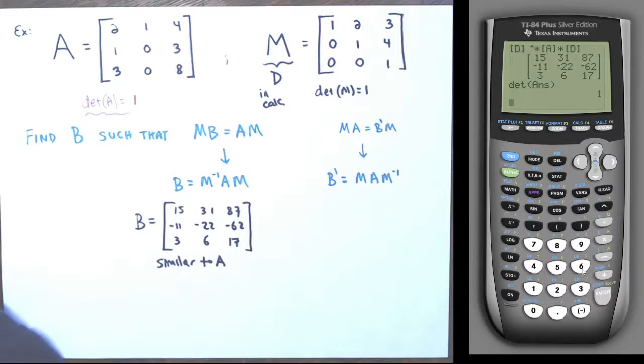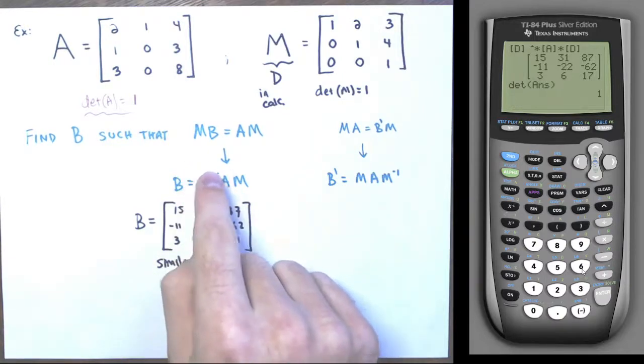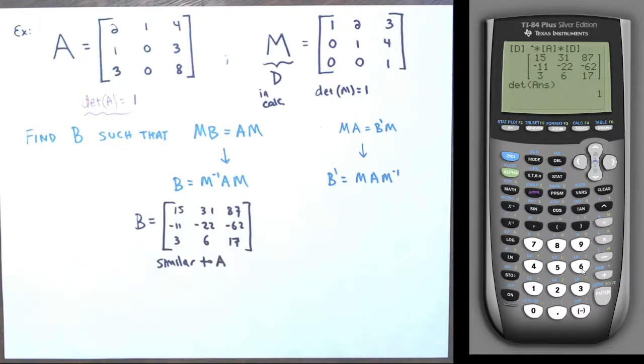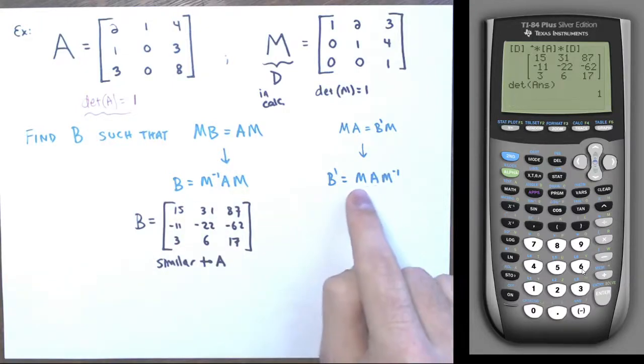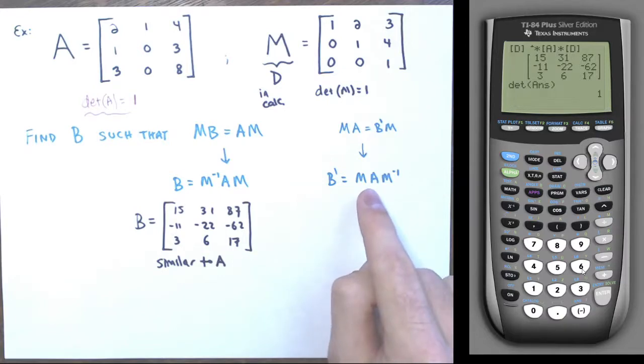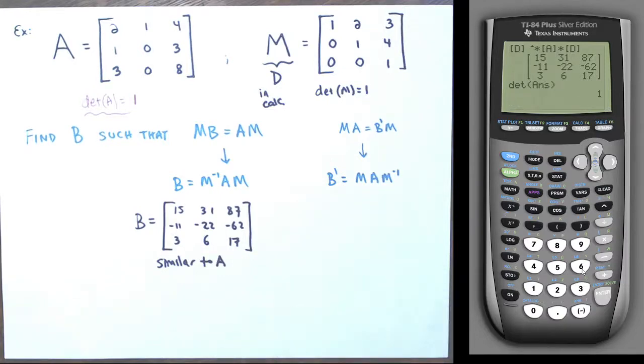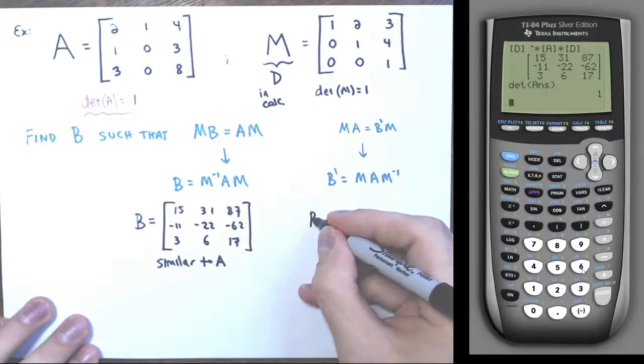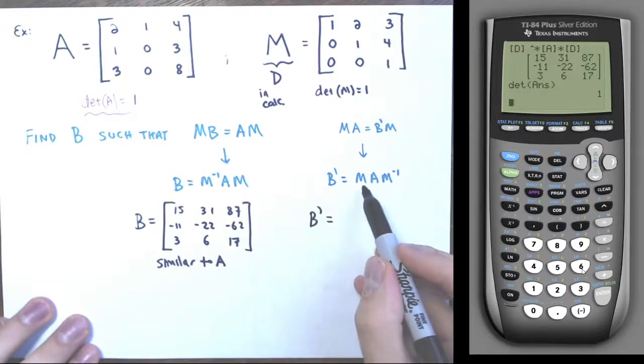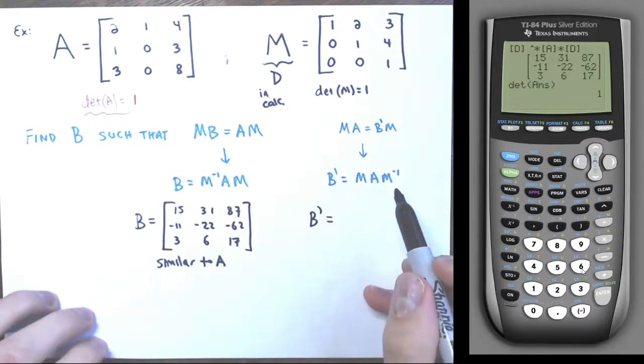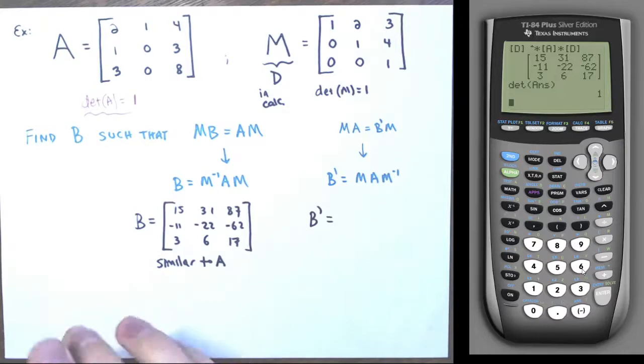And look at that, it's 1. All right, so that means that there's a good chance they're similar. I mean, they should be similar because I found this relationship here. All right, but the same thing should be over here. This should be another similar matrix. So again, I call this B prime. B prime is just M times A times M inverse. Again, real simple. I'll say it again.